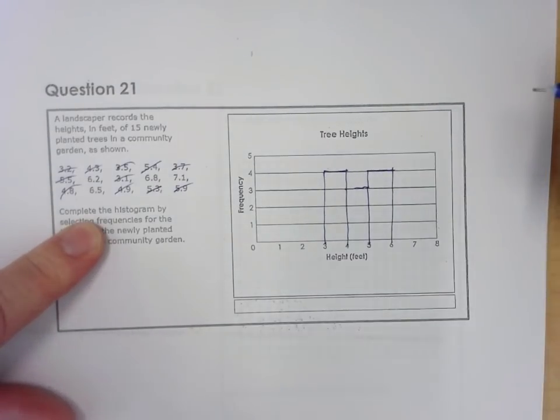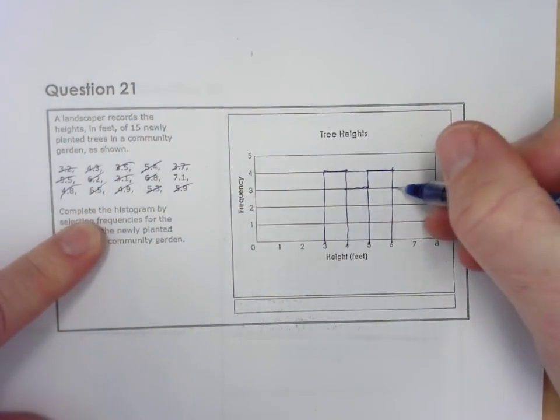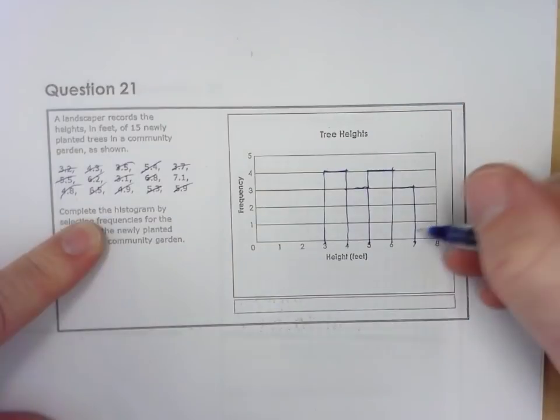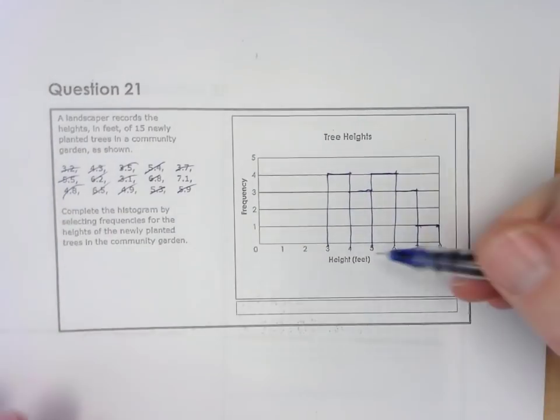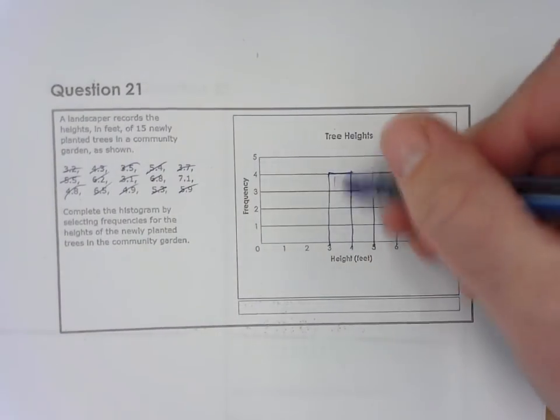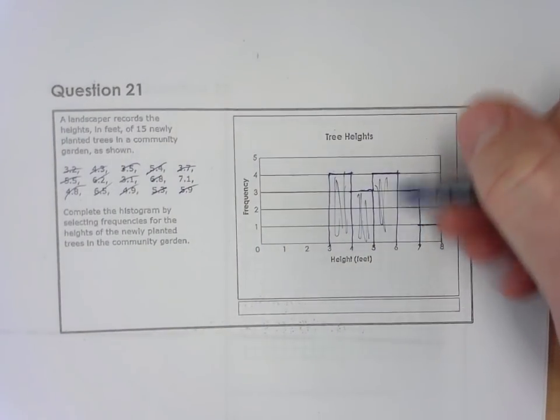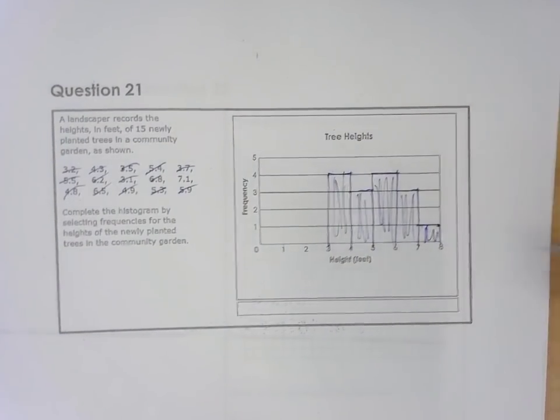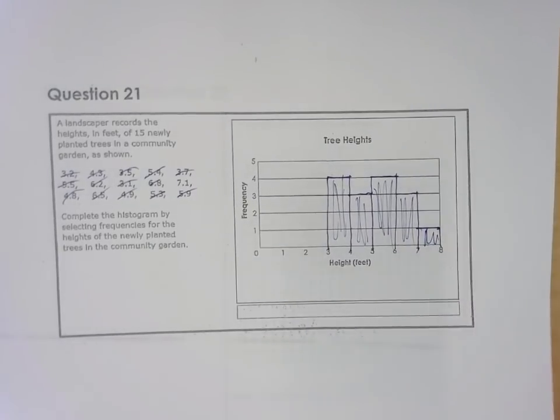Okay, now we're back to 3 of them in the 6 range. 1, 2, 3. And there's 1 in the 7 range. So there's your histogram. And you probably have to click and put it on there and all kind of stuff. So basically, the histogram is a bar graph, but it has to have order to it. That's the difference.